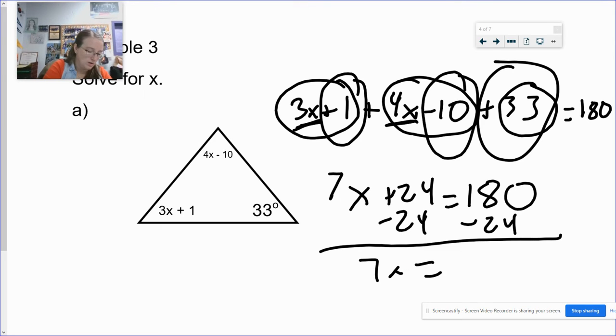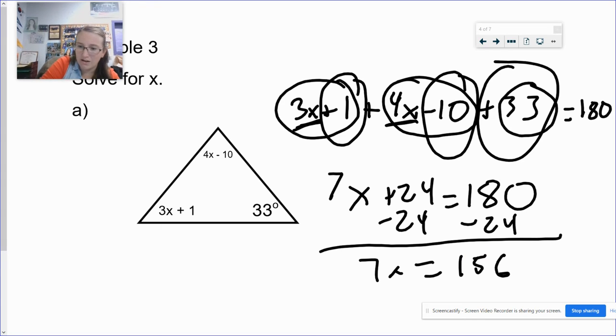7x equals 180 divided by 24. Is that right? Ooh, okay. Oh, I'm sorry, not divided. Minus 24. I was like, what in the world? That doesn't look right. Let me erase that. See, even teachers make mistakes.